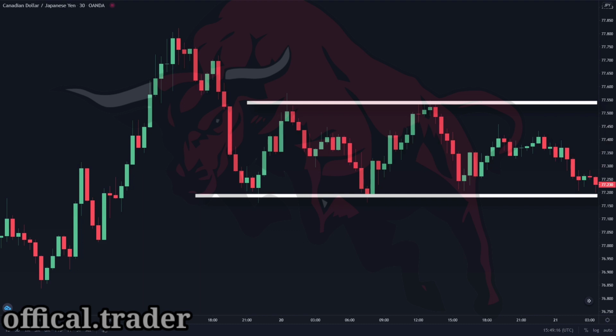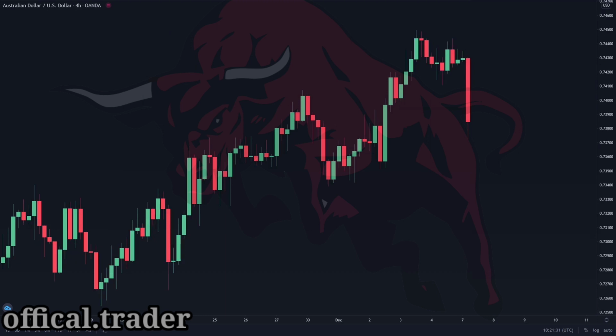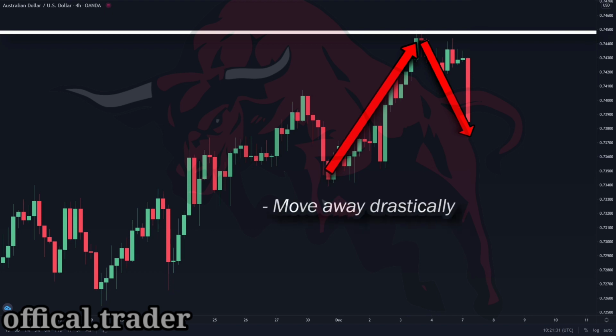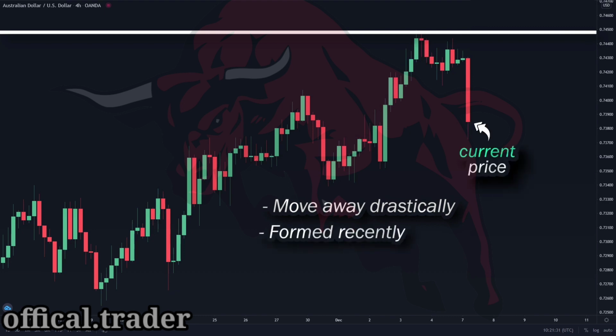So now, let's implement these techniques in real time. Here's the Aussie dollar, and starting from the top, we spotted an area here as prices went up, hit and reversed. So this fits into our first criteria, which is price needs to move away from a swing high drastically. And this level is also closest to the current price.